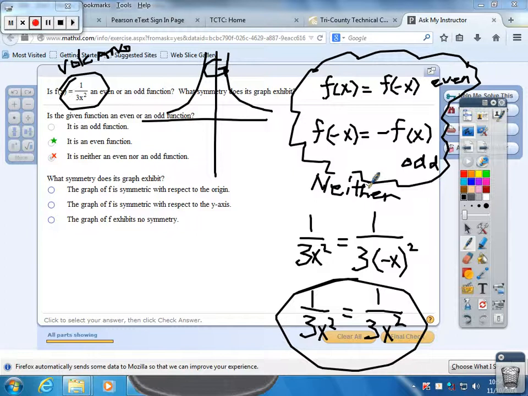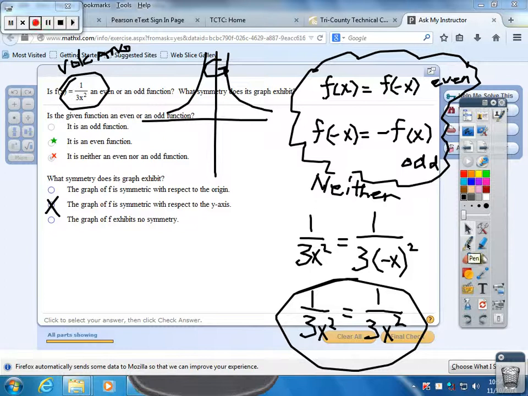Whatever. All right. What symmetry does the graph exhibit? So this is, and that's because they're equal, right? That's why they're equal. Yeah, it's a mirror image. And so if they're odd, they will go around the origin.